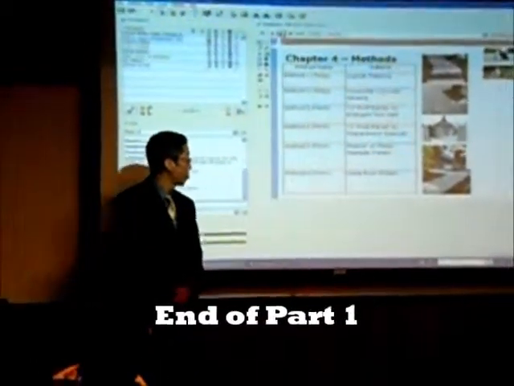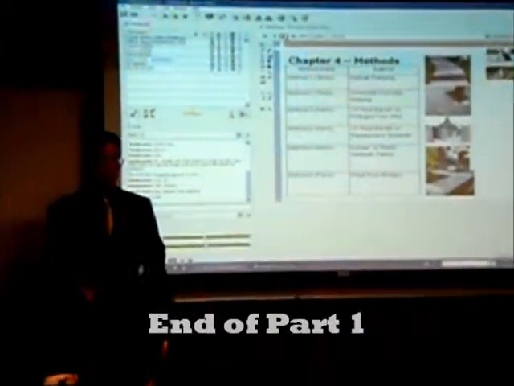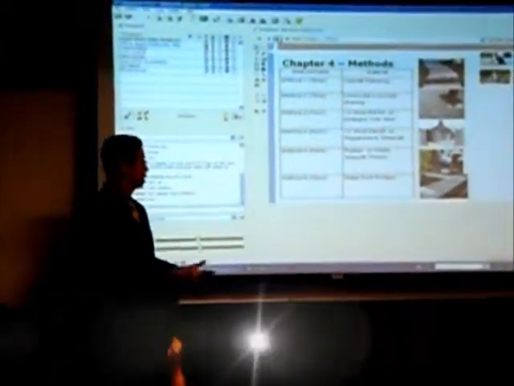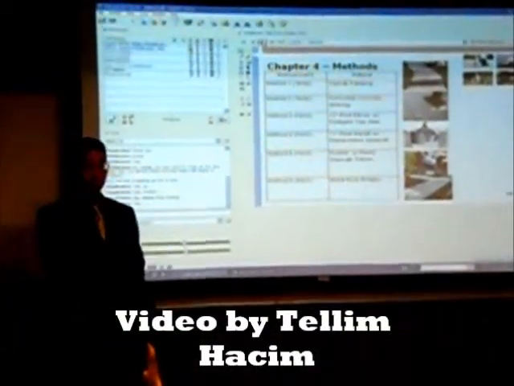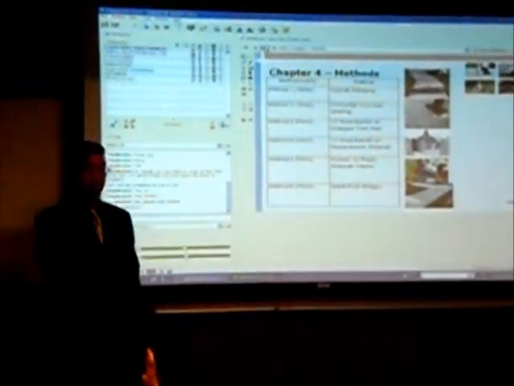Method 4, they actually use root barrier and they replace the sidewalk completely. So the sidewalk panels are lifted, the tree roots are pruned, the sidewalk gets put down, and everything is safe for the pedestrian.